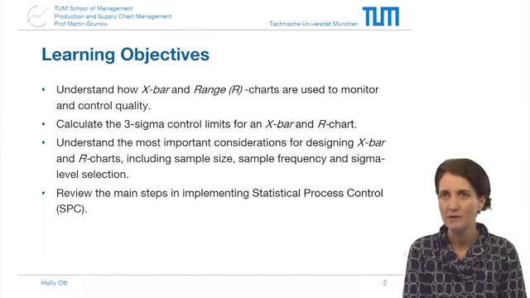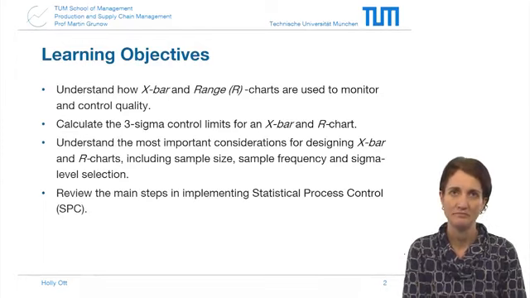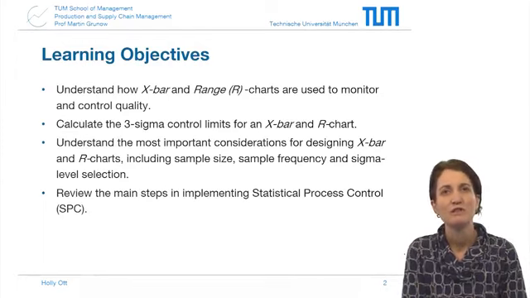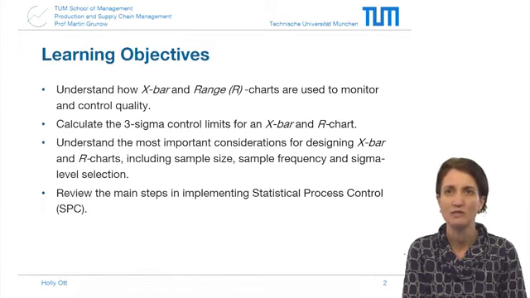This includes sample size, sample frequency, and the sigma level selection. And then finally, we're just going to briefly review the main steps in implementing statistical process control, or SPC.